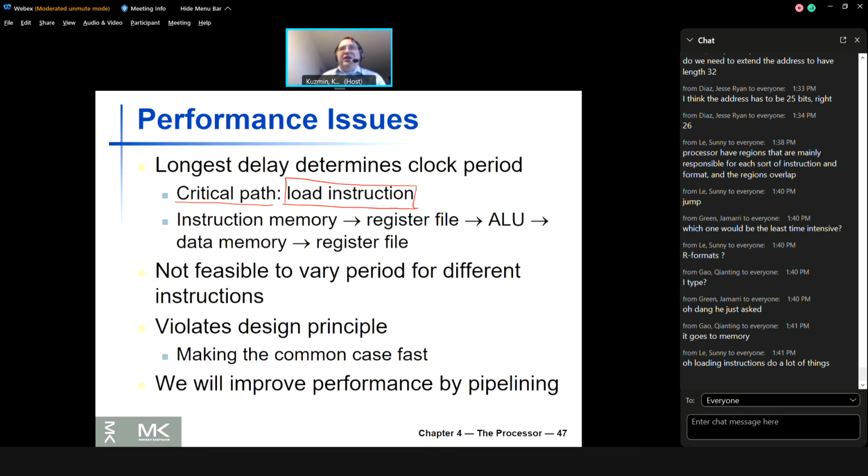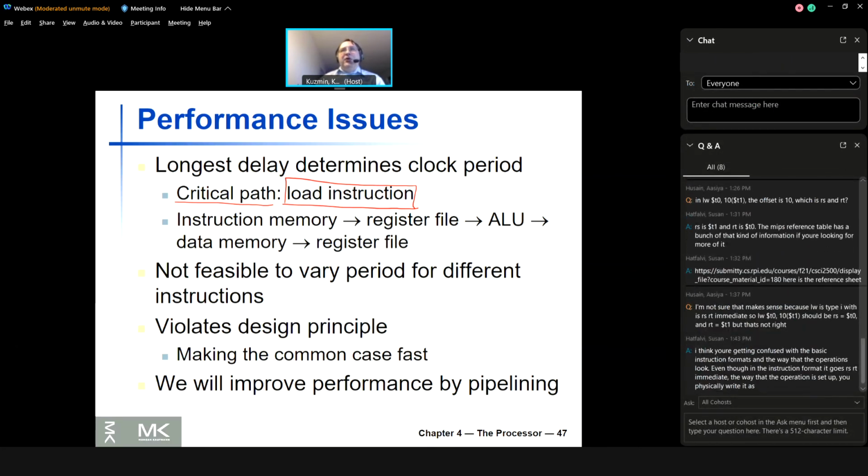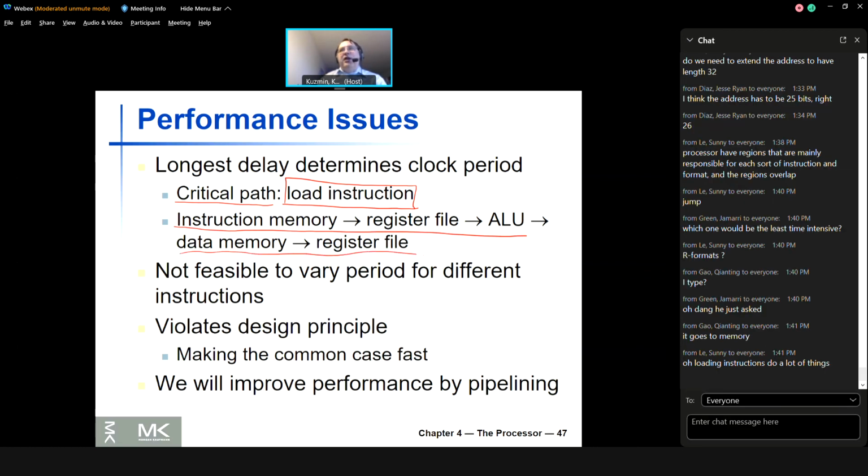That's why it's called the critical path, right? It's sequential, and we cannot do anything about it. We cannot optimize here. So this is what they call the critical path: instruction memory, then register file, then ALU, then data memory, and then register file to write, right?